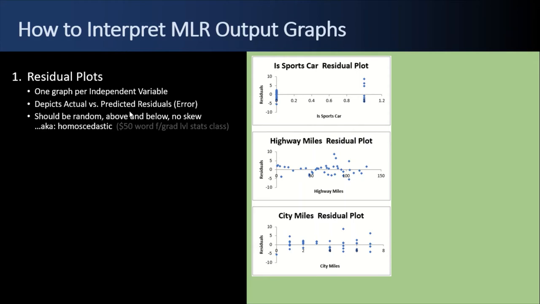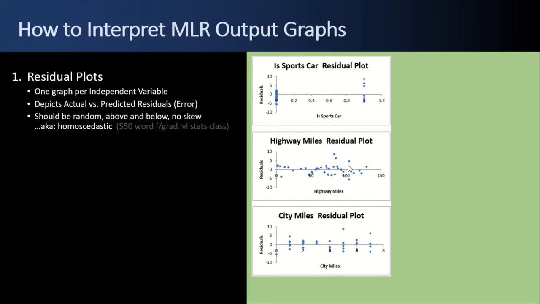It depicts the actual versus predicted residuals or errors. And so, like in this case, the predicted value is on our x-axis here, and our actual values here, and the distance between the line and the dot is our error. That is the residual that we're calculating. The residual plot is showing that.